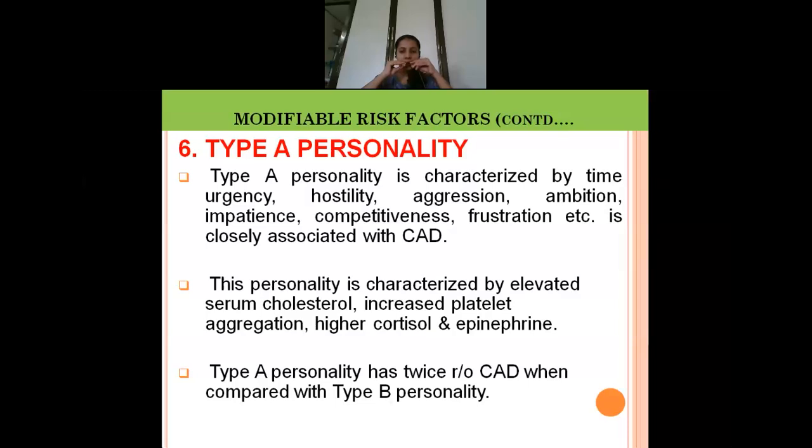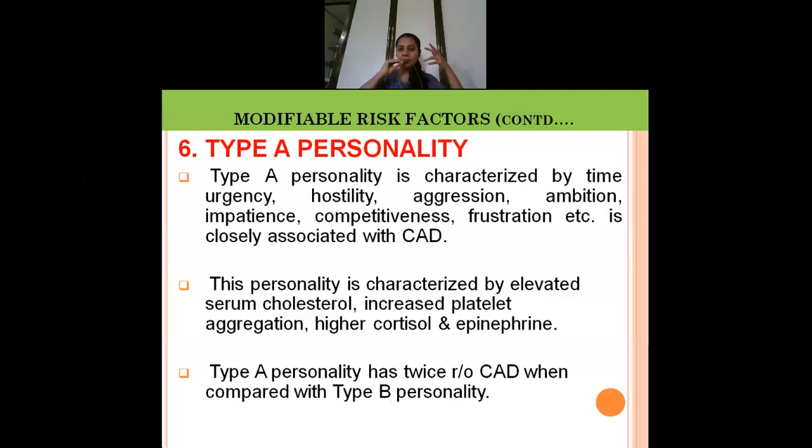So these type A personality people, because of the nature of the body itself, they are at risk, I'm telling. They will be at risk of developing hyperlipidemia, excess cholesterol in the blood, or even increased platelet aggregation. And there is high cortisol and epinephrine in them because they are full time stressed.